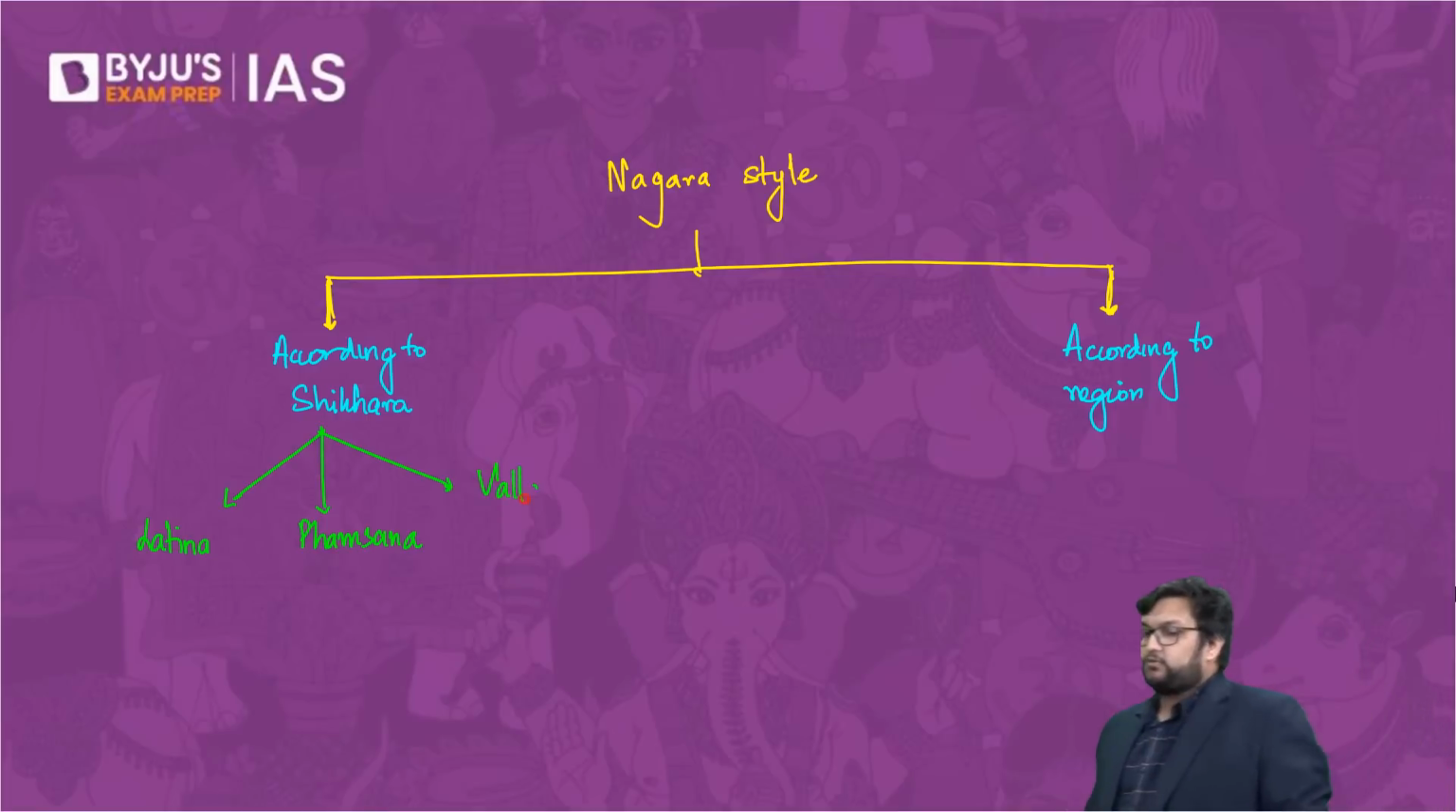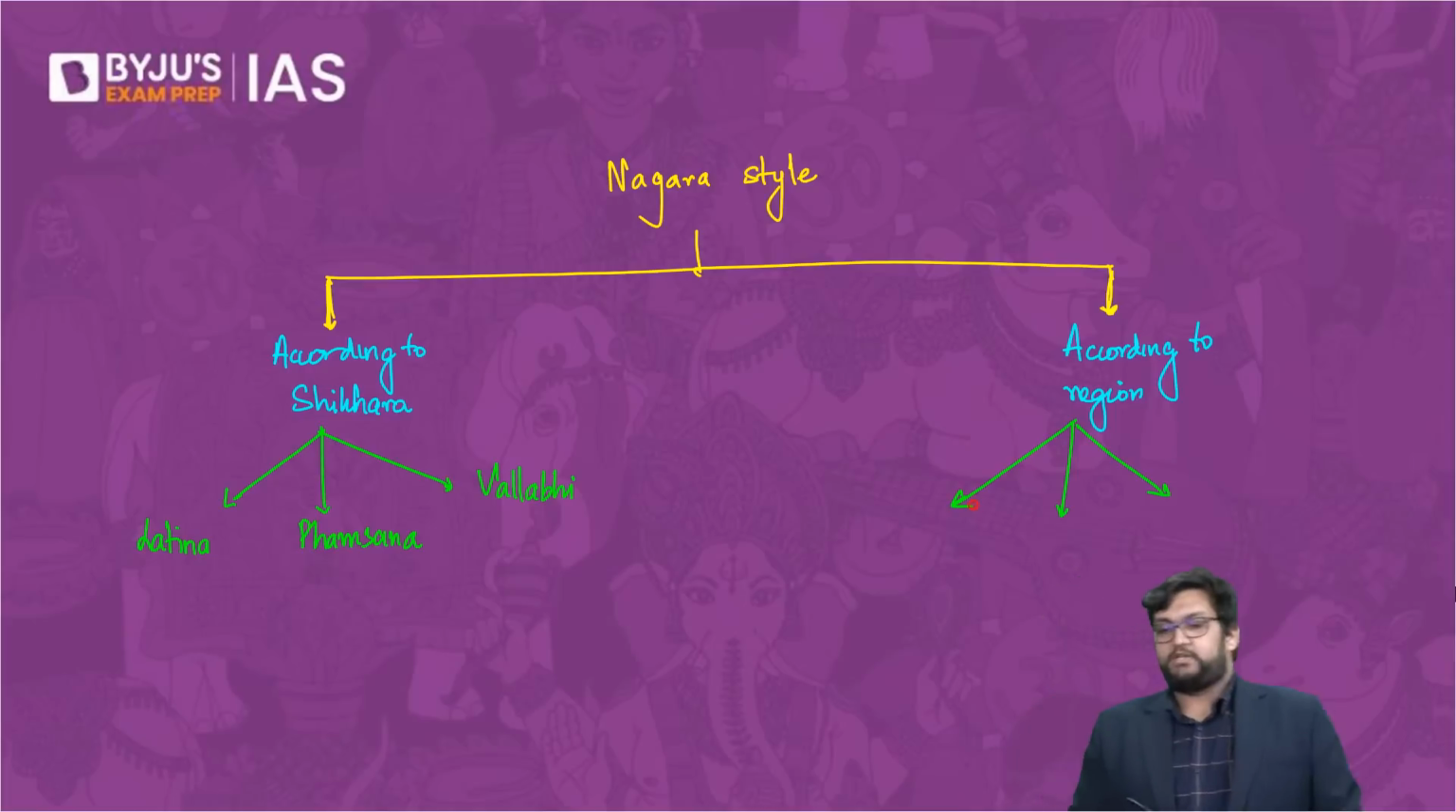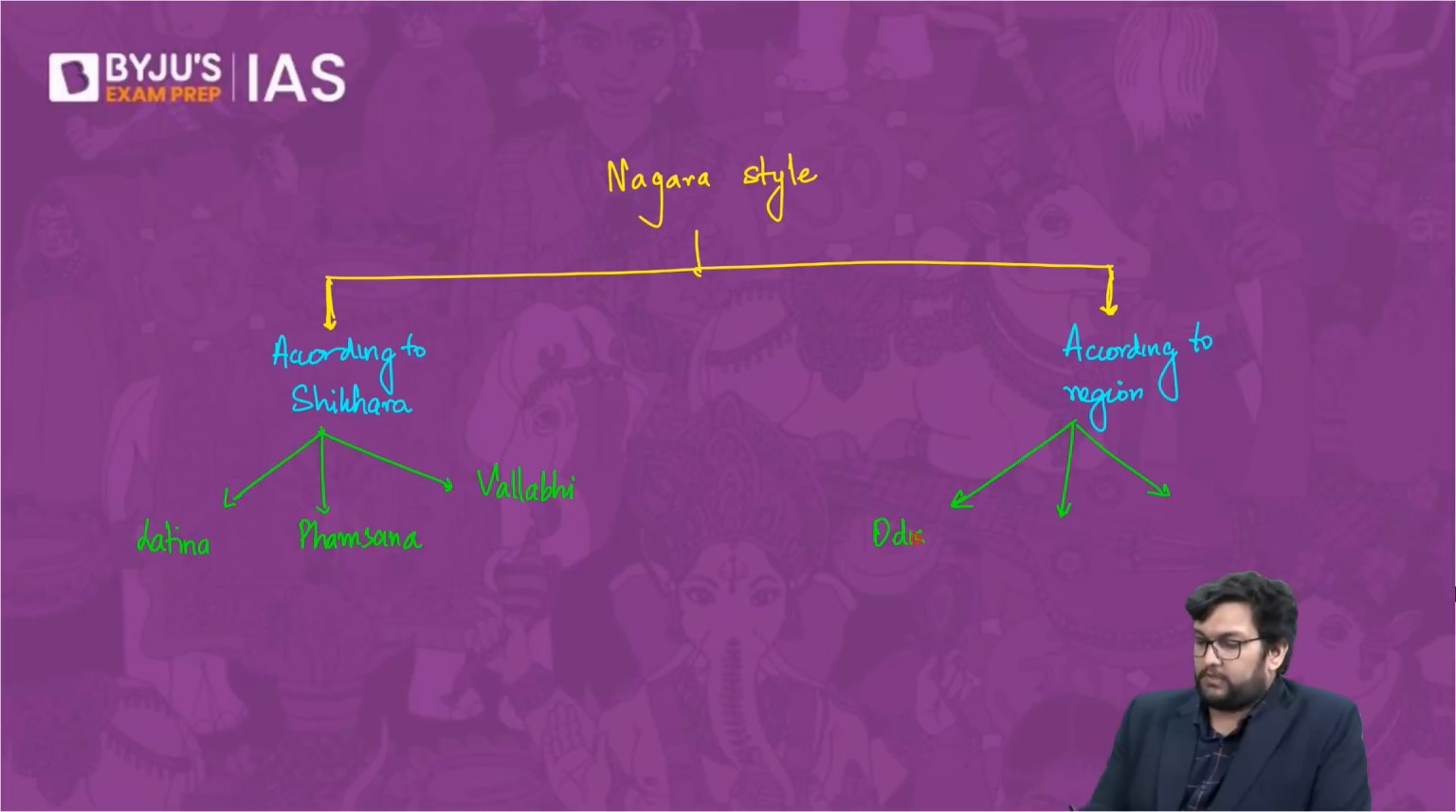And according to region, we divide it into three, which is Odisha, the concept of Khajuraho, and Solanki.